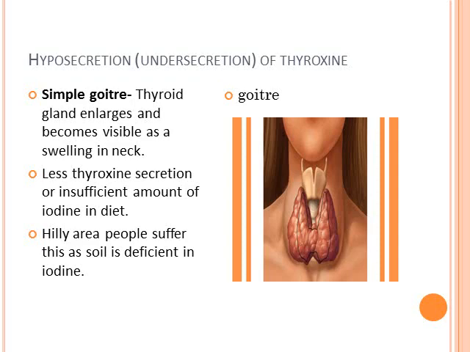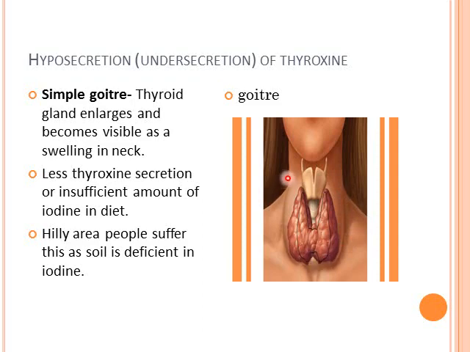Now in this slide we will discuss the hyposecretion or undersecretion of thyroxine. So what happens here? This is actually simple goiter. So the thyroid gland, here we can see it is enlarged a bit. Now it is a human neck which we can see from outside only. It is enlarged, it is swollen. It is visible from outside that the neck is swollen.